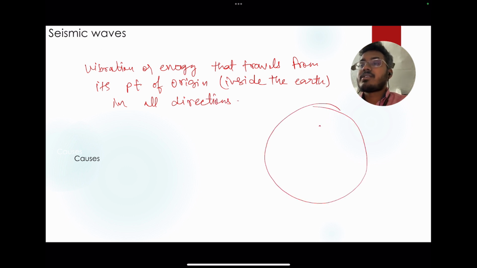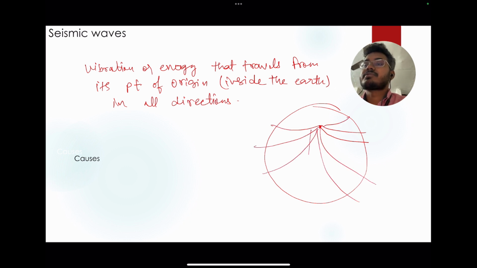Suppose an earthquake has occurred here, then the waves will travel in all directions and eventually reach the surface of the earth. These are caused by sudden movement of material inside the earth.